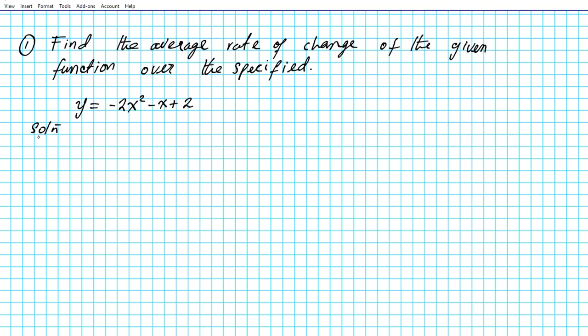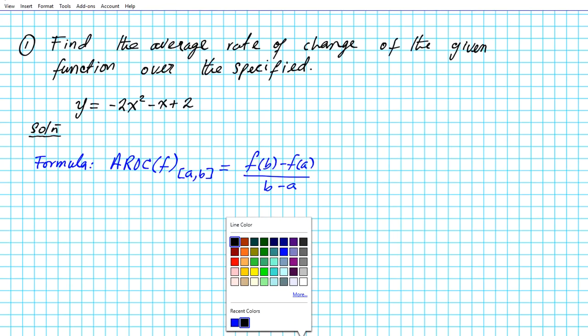So what we're going to do first is go ahead and write down the formula that's going to guide our problem solving process. The average rate of change of a function f on the interval a b is given by f of b minus f of a divided by b minus a. This formula tells us that we need 4 pieces of information, 4 numbers, to find the average rate of change. We need f of b, f of a, b and a.